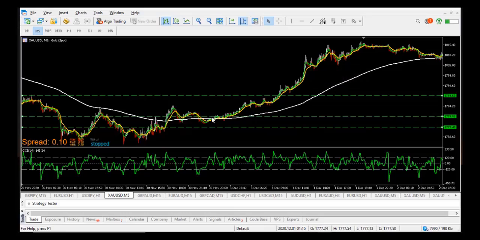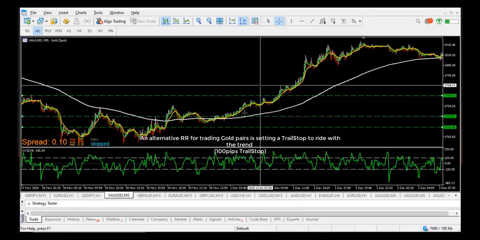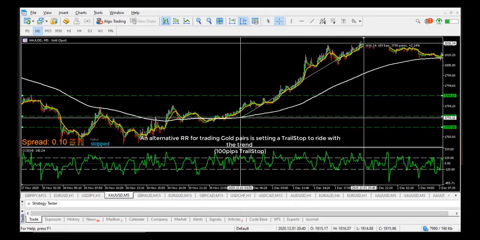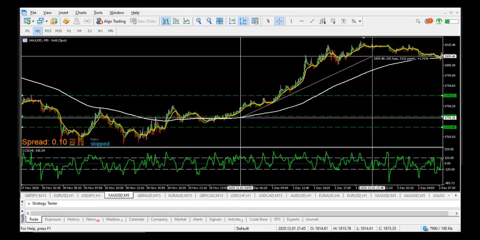Alternatively, you could just open a trade and set it on 100 pips take profit, with a 100 pips trailing stop. What does this mean? If you set it on a 100 pips trail stop, you'll be able to cover over 30,000 points. That's 300 pips. But you would get stopped out at this point.